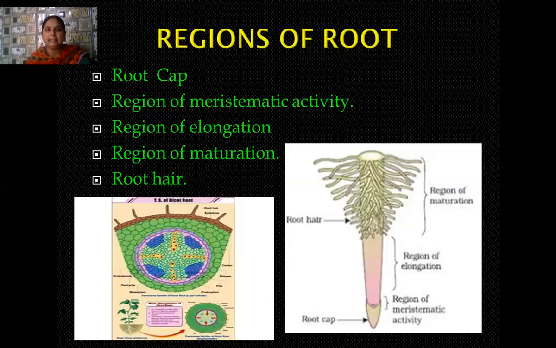And we know that here the characteristic function of the root is the transport of water and minerals from the soil. So on the region of maturation, as is visible to you in the diagram, so many hair-like structures arise. And these hair-like structures are known as the root hairs. These root hairs increase the efficiency of the process of absorption of water and minerals from the soil.